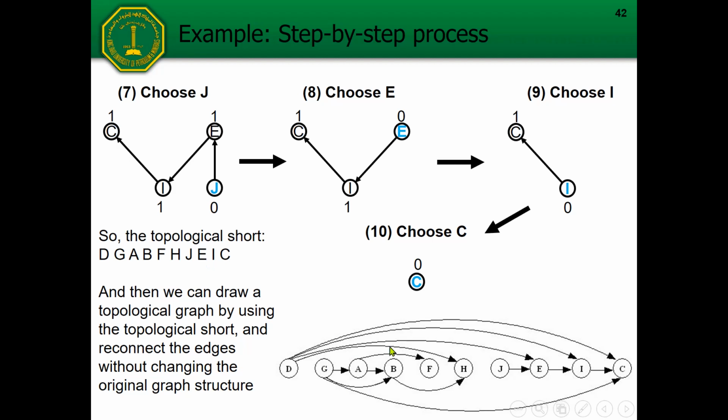Okay, so this is the result. This is actually from the previous slide. So you can see that this is the sorting result. You can see D, G, A, B, F, H, J, E, I, and C. This is based on this result. Okay, then after that, the edges only need to be reconnected so that the resulting topological graph is actually the same graph as the input graph.